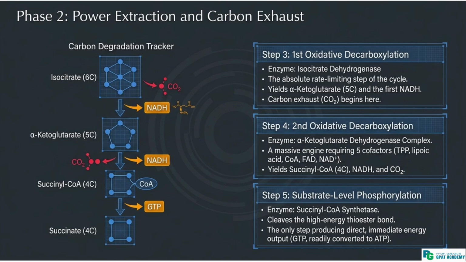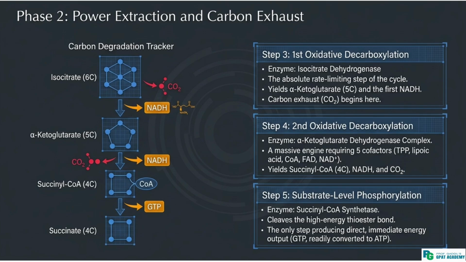Step 4 is the second oxidative decarboxylation, that is, another CO2 is lost. The enzyme is alpha ketoglutarate dehydrogenase complex. The reaction: alpha ketoglutarate is converted to succinyl-CoA. Another NAD+ is reduced to NADH. Another CO2 is released and CoA is covalently attached.